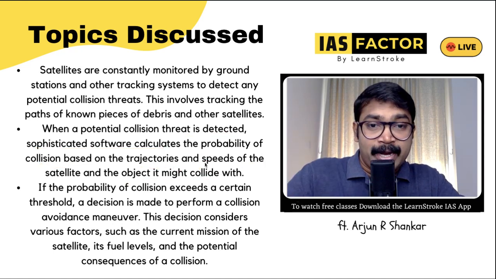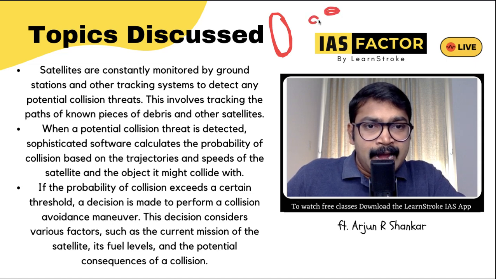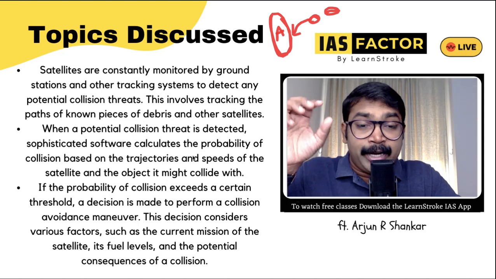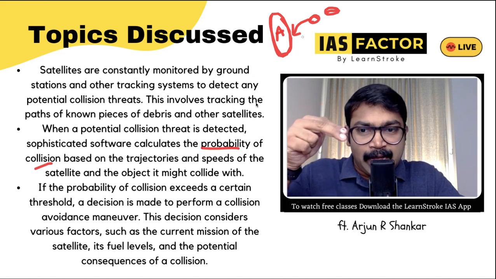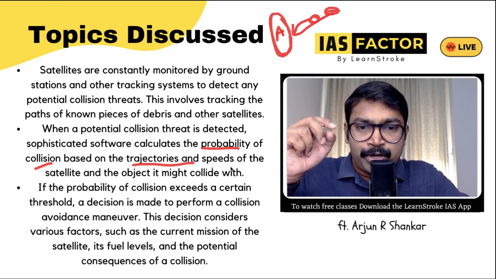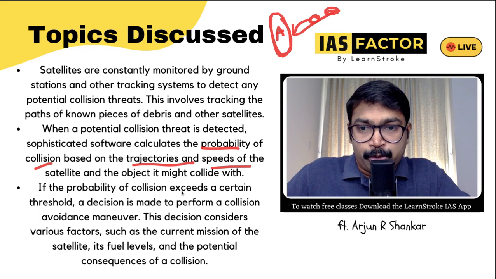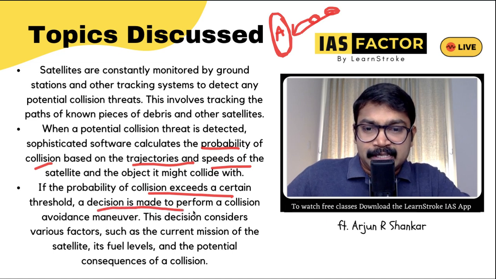So if you see that this is an important satellite and there is debris moving that can come and hit a satellite called A, the software calculates the probability of the collision. What is the probability that it will actually hit A? You look at the trajectory that is coming in, and the speed and velocity with which it is going to come. If the probability of the collision exceeds a certain threshold, a decision is made to perform a collision avoidance maneuver.